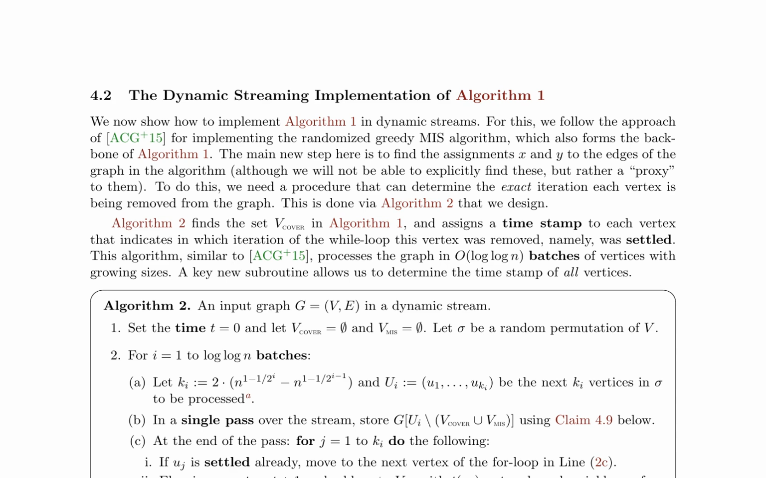In each batch, the algorithm stores the subgraph induced by the current batch of vertices and updates V MIS and V cover accordingly. It also marks neighbors of added vertices as settled. The algorithm then finds the vertex with the smallest timestamp in the neighborhood of each vertex and adds it to V cover if it is not already settled.